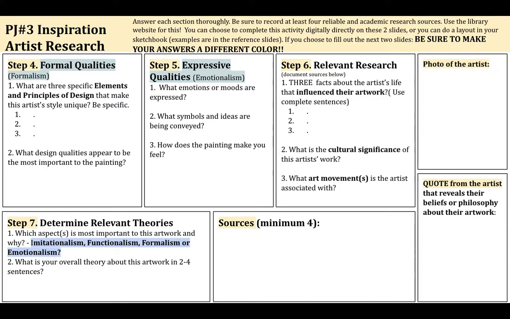So first of all, on number 1, you're going to have to tell me which aspect and why it is the most important. Imitationalism, which is, I'll go back and we'll see those steps again. Functionalism, formalism, or emotionalism. And then once you decide which one you think is the most important, then you'll tell me what your overall theory is about this artwork in a few sentences, 2 to 4 to be exact.